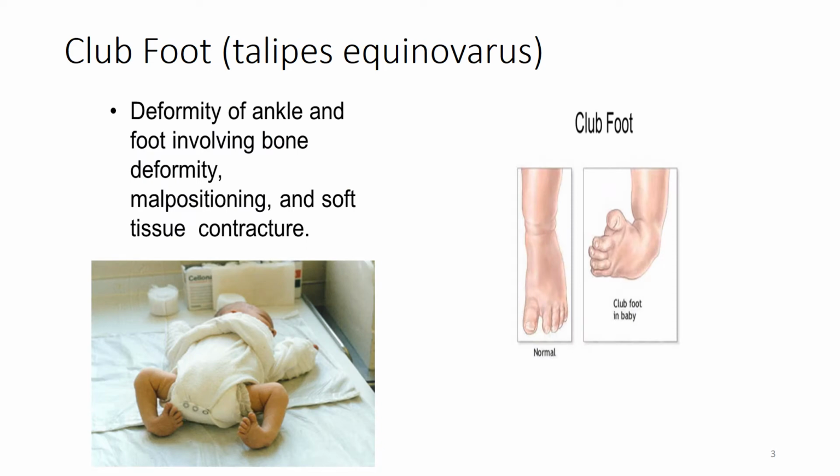We're starting with clubfoot, or talipes equinovarus. Actually, there's 4 different kinds of club feet that the child could have, and all of it is in Latin. Each name is in Latin, and it describes what the foot looks like. But in general, we're talking about a deformity of the ankle and foot involving the bone deformity, and it's malpositioned, and we see soft tissue contracture.